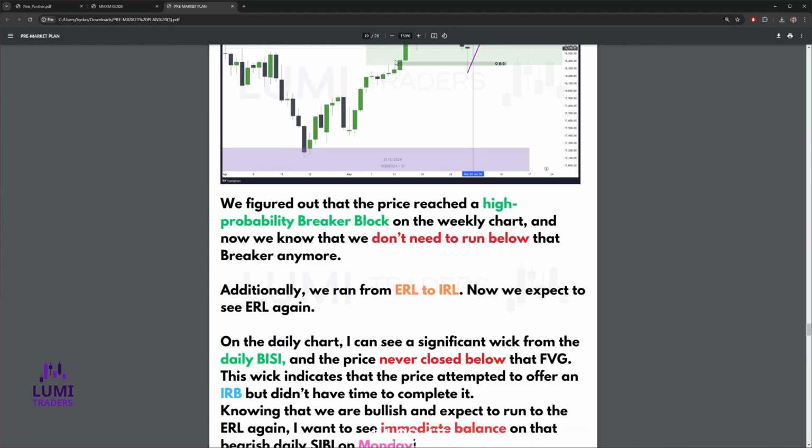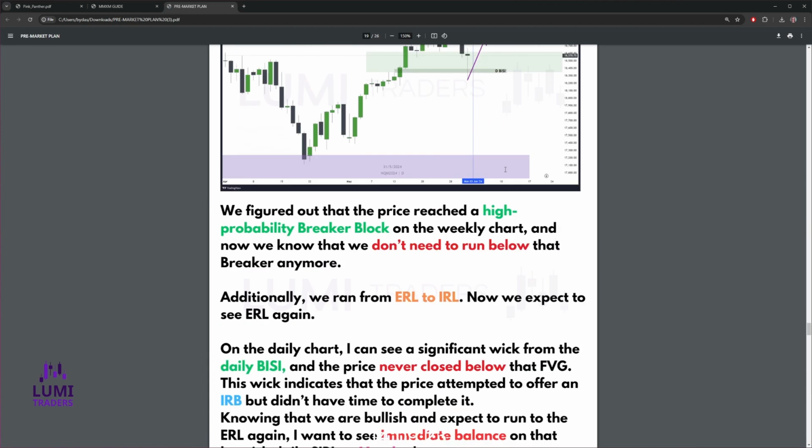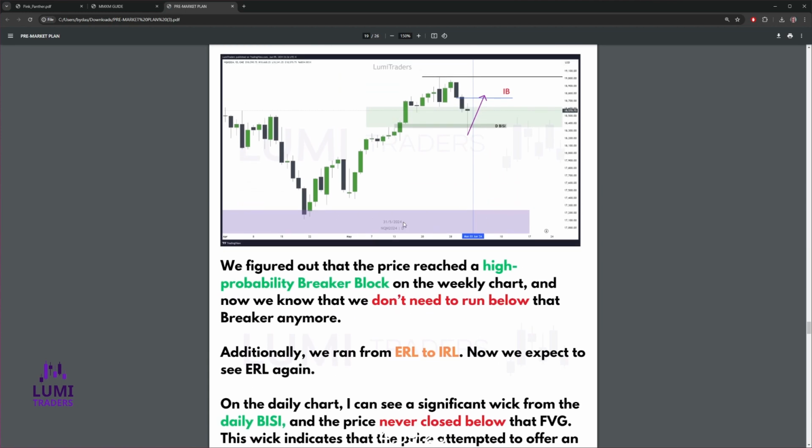Okay, let's read what I wrote here. We know that the price reached high probability breaker block on the weekly chart. This purple box.